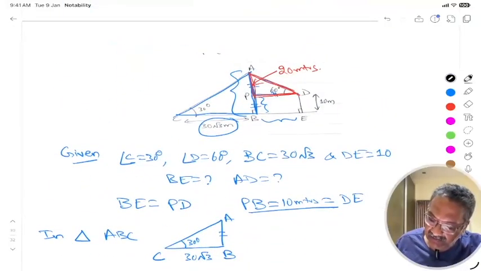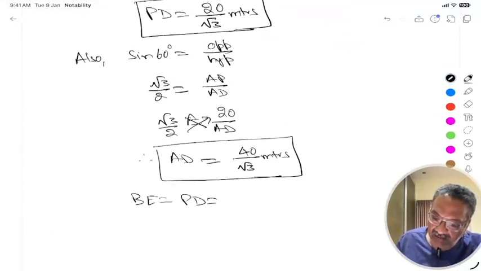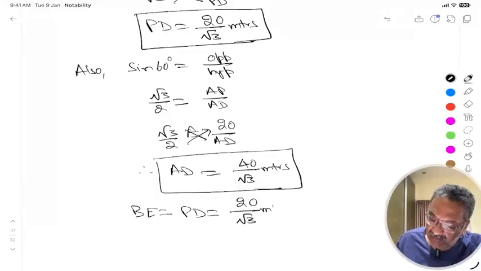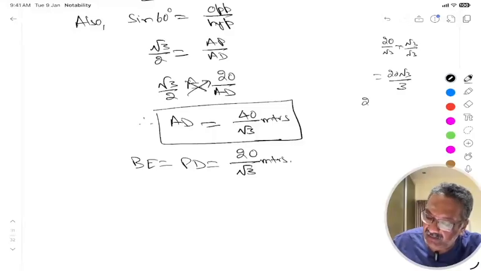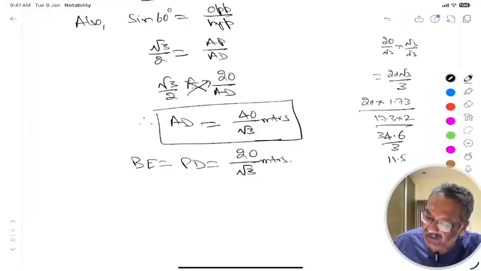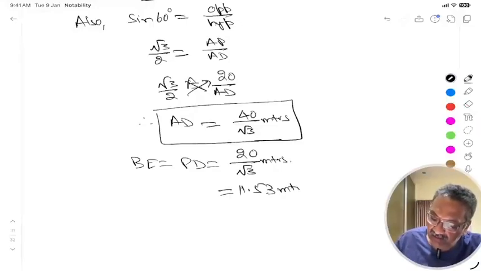What they have asked: AD and BE. See, BE is equal to PD, which is equal to 20 by root 3 meters. You can calculate 20 by root 3 roughly. 20 by root 3 can be written, multiplying by root 3 by root 3, as 20 root 3 by 3. 20 into root 3 is 34.6, divided by 3. So this will be 11.53 meters.